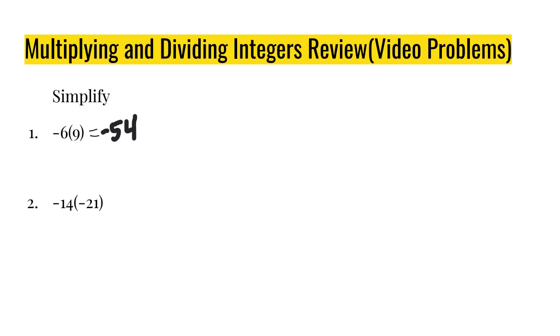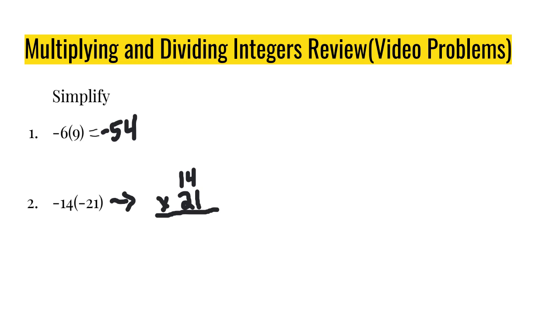Jumping to problem number two, we noticed the signs were both negative, so I'm going to approach it the same way. I notice my numbers are a little bit larger, so I'm going to rewrite it a different way. I'm going to say this is 14 times 21. I'm just going to ignore the signs for right now and multiply these numbers first.